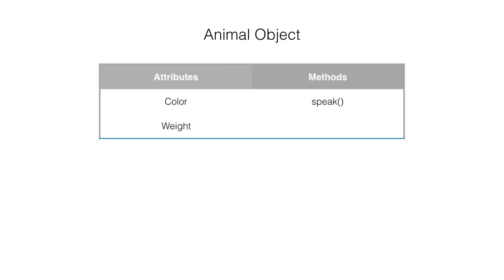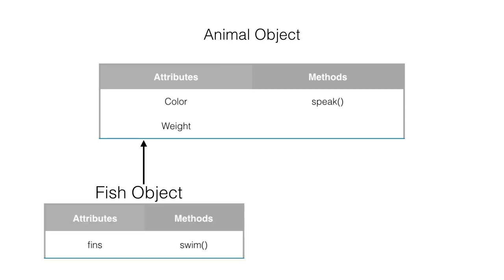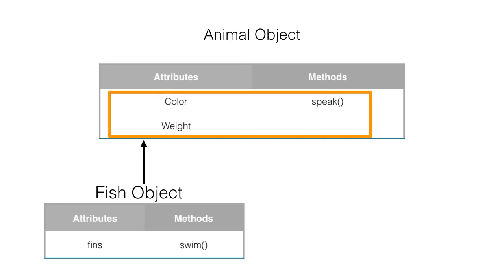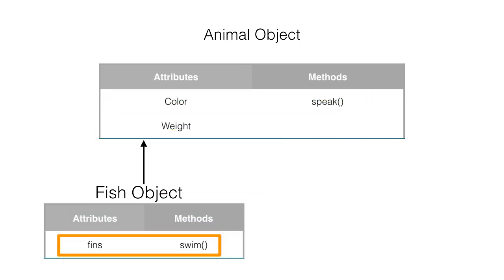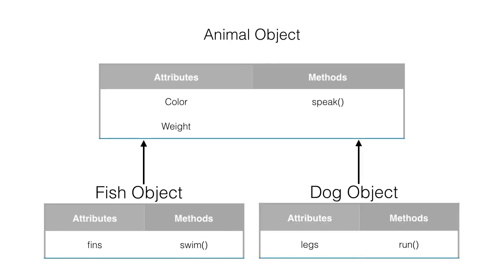Let's take the animal object. The animal object has attributes like color, weight, and has behavior or methods like speak, for instance. Now, let's take the fish, which is also an animal. So, it inherits all the attributes and the speak method of an animal. Well, fish speak or communicate in their own way with noises including grunts, chirps, and pops. Fishes also have additional attributes like fins, additional methods like swim. Now, dog is also an animal and inherits from it, but it has its own unique attributes like legs, which not all animals might have, a behavior or method run.